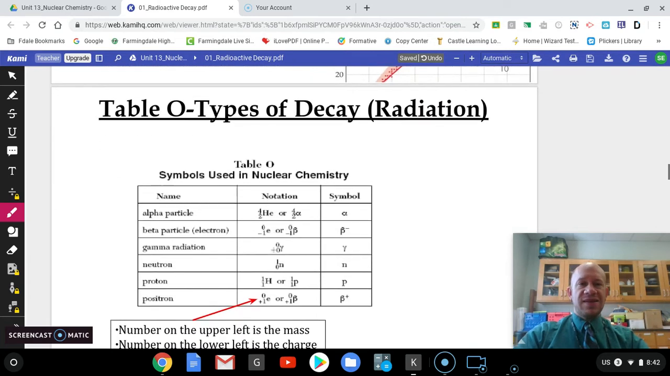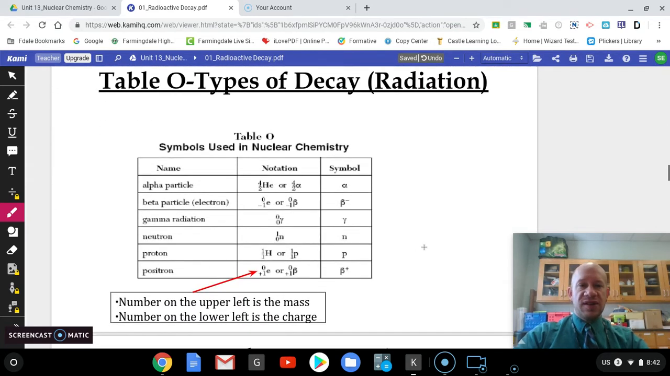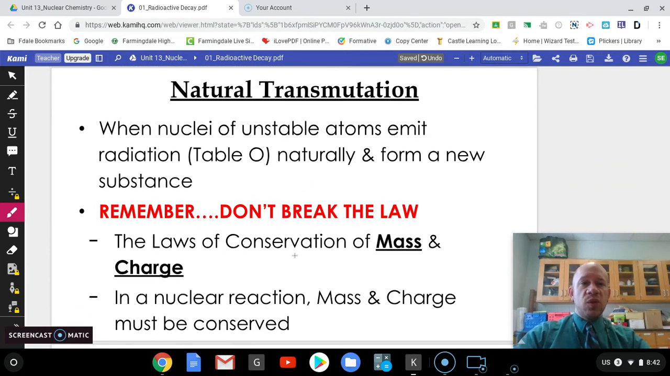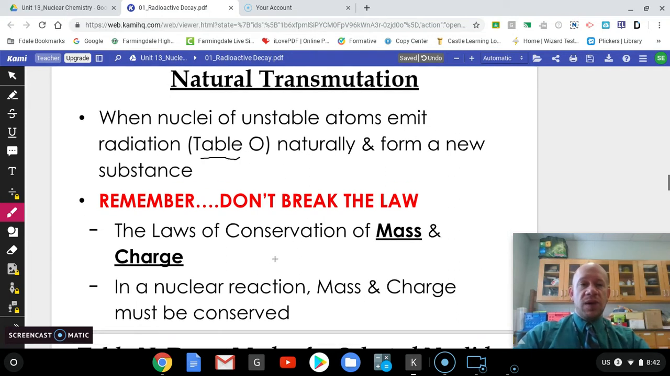Table O has the different types of decay, or the different radiation types. In this chart, the number on the upper left is the mass, and the number on the lower left is the charge. So keep that in mind. For example, here I've got a +1 charge, and up here in helium, the bottom refers to a +2 charge in my nucleus. Natural transmutation is when nuclei of unstable atoms emit radiation, which is from Table O, naturally and form a new substance.